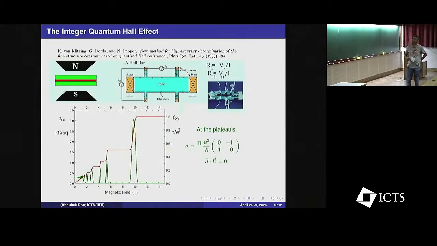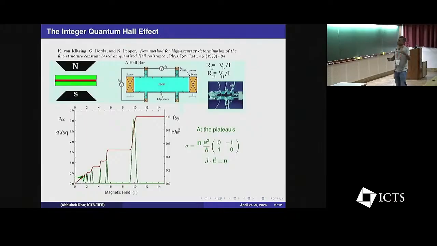Okay, so this is the problem. We are looking at the quantum Hall effect, which was discovered by Klitzing in this experiment in 1980. Basically, consider a 2D sample with a magnetic field going into it, and let's say we apply some potential difference across these two edges. Okay, so there's a potential difference across these two edges.